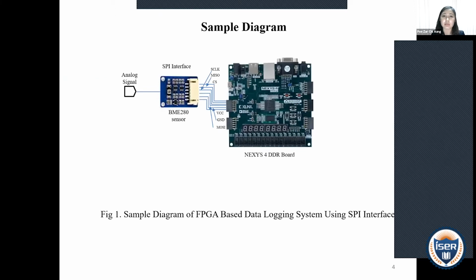And this is the sample diagram. It is a BME280 sensor and the Nexys DDR board, both connected with SPI. So the analog signal is coming to the SPI interface and is changed to a digital signal, passed through the Nexys DDR port and connected with this pin.